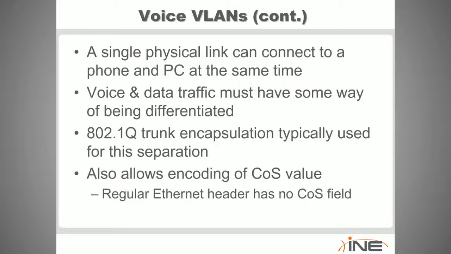Also, like I mentioned, since the devices are sharing the same physical port on the switch, using the .1Q trunk allows the phone to encode the class of service of the traffic. Because the class of service field in the layer 2 header only exists inside the .1Q trunk and the ISL trunk. So there is no QoS field, no class of service field, inside the normal Ethernet header. It's only inside the trunking header.